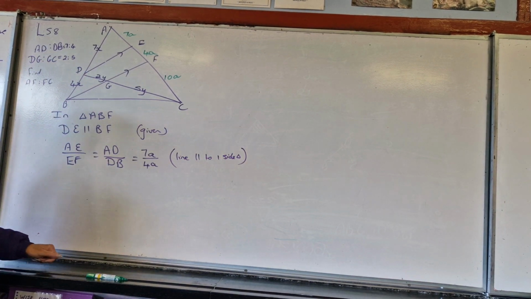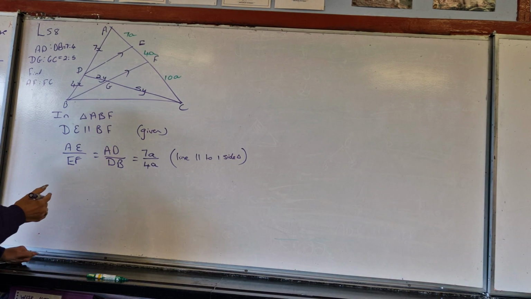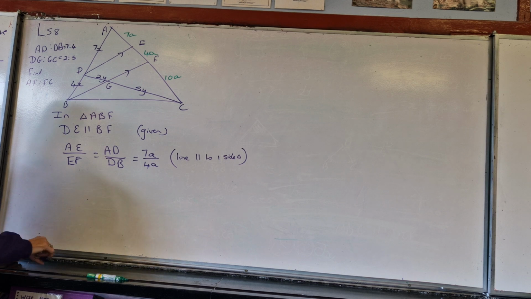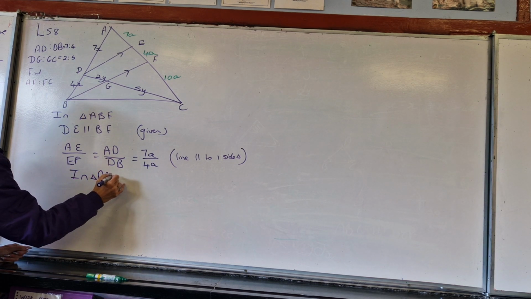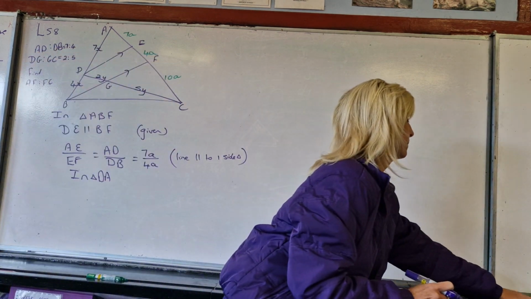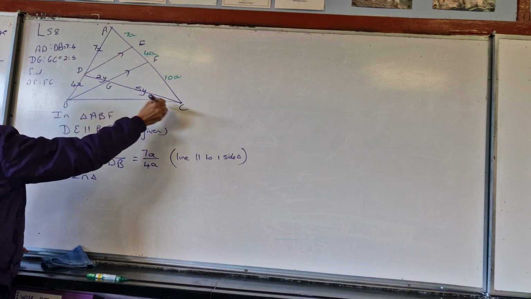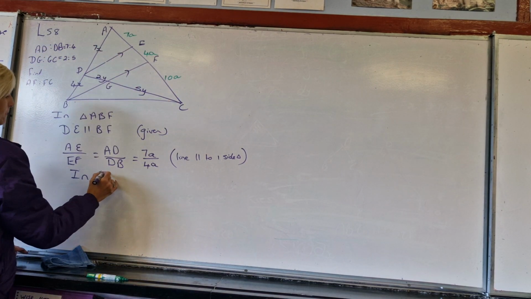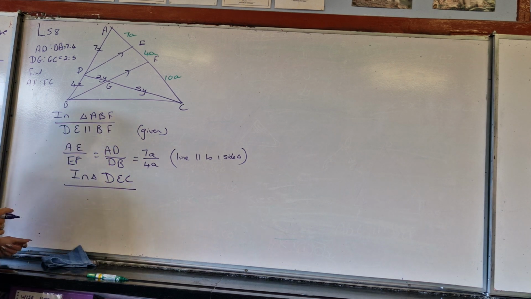We'll divide the other sides in proportion. Right. Next one was triangle DCE, the top bottom one. In this triangle, what's going to happen there?